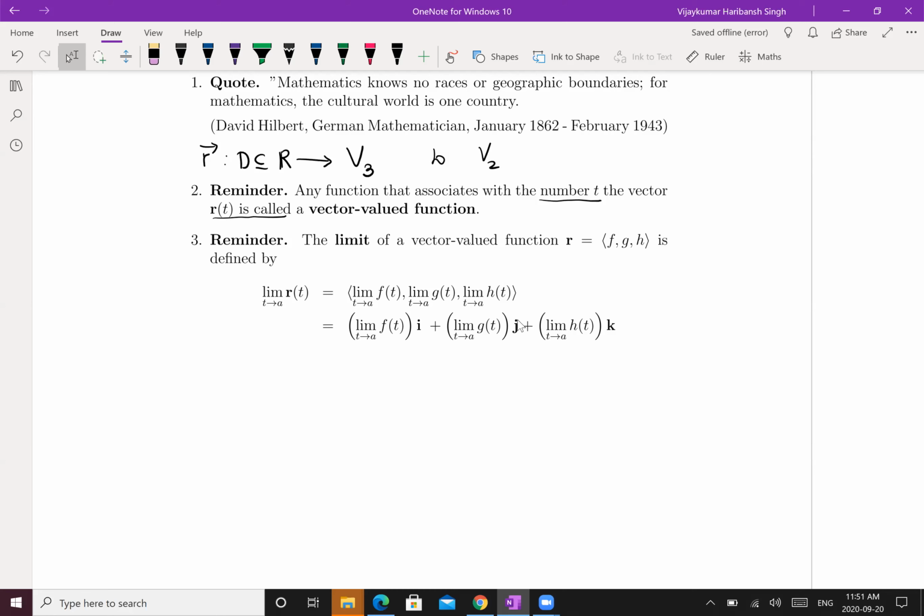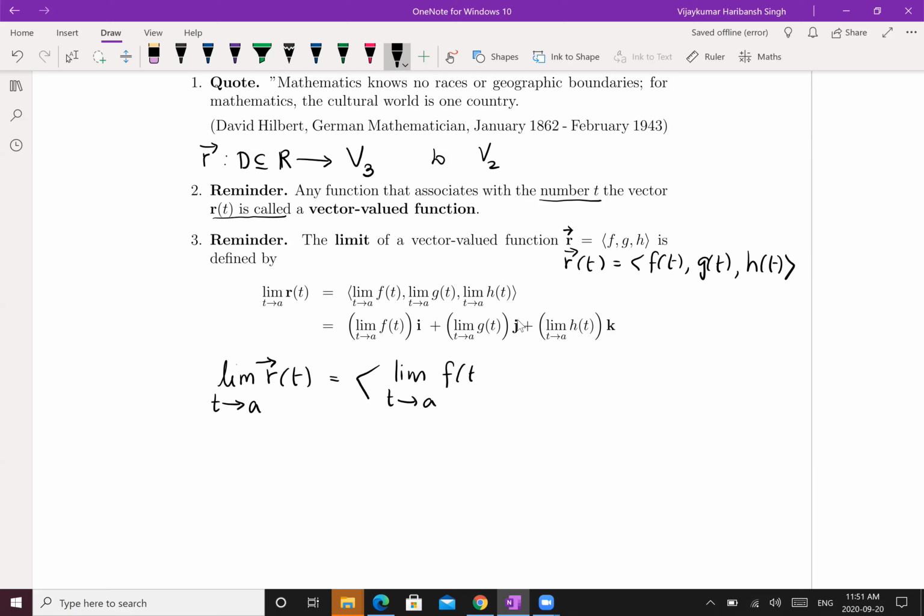So what is a limit of a vector valued function R? The vector valued function R is given by components f, g, and h. These are the functions. So we have R of t equals f of t, g of t, h of t. Now, what does it mean by the limit as t goes to a of R of t? This is a definition. It is the same as the limit as t goes to a of f of t, the limit as t goes to a of g of t, the limit as t goes to a of h of t.